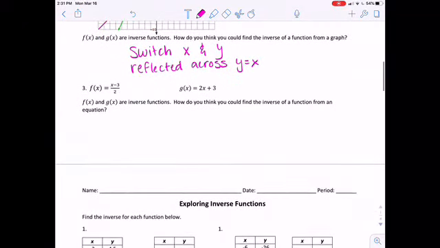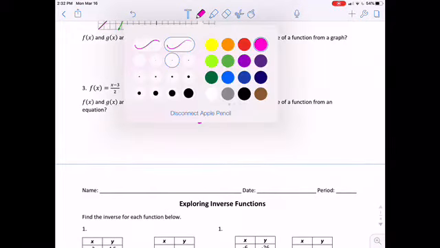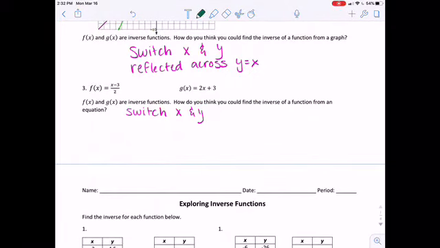All right, now this last section was a little tricky. Question 3, I gave you these two functions, f of x and g of x, and I told you they're inverses, and I asked you how we can find the inverse from an equation. Well, remember how the first two examples, all we did was switch the x and y. So here on these equations, again, we're just going to switch the x and y. So watch how this is going to work.